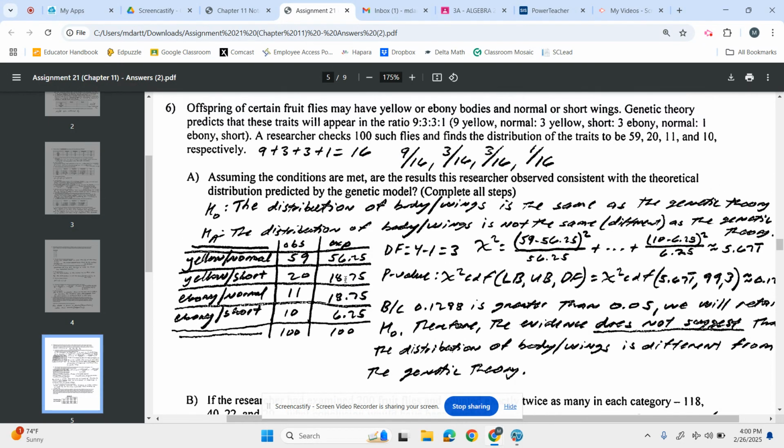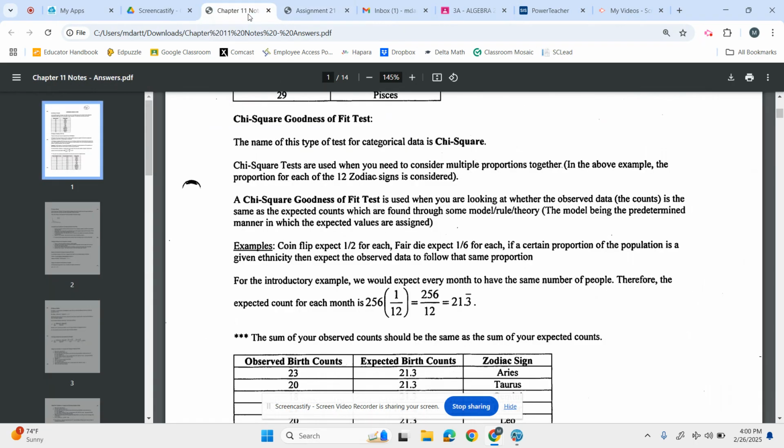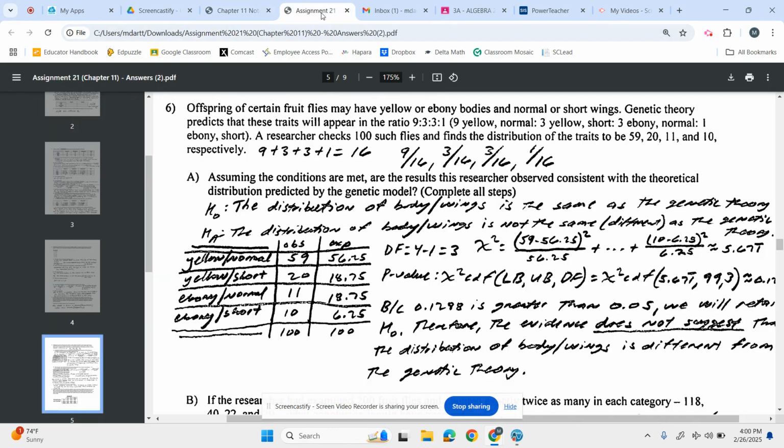Because this is an example of a goodness of fit test, and we do a goodness of fit test whenever we have a rule, model, or theory, and in this example we had the genetic theory. So we assume, remember the null is an equal sign, that the distribution of body wings is the same as the genetic theory. The alternative would be that the distribution is not the same, or it differs from the genetic theory.